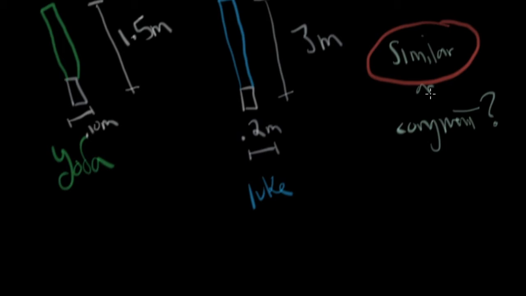Okay, so hopefully that puts it into perspective. Whereas if I said, here's Kylo Ren's lightsaber, and here is Darth Vader's lightsaber, are they similar? Absolutely not. They're not the same shape. Are they congruent? No, because they're not the same shape, so they can't be.